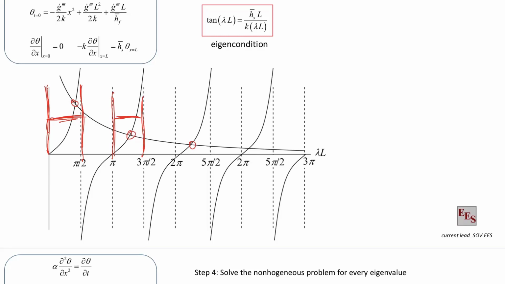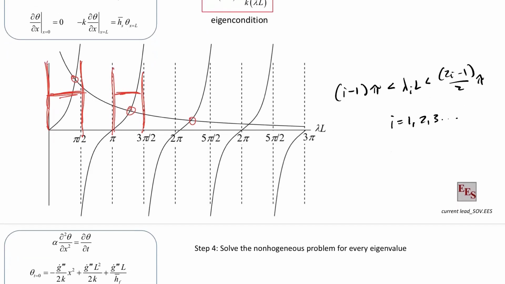So we do that and we end up with the eigenvalues having to be in the range (i−1)π < λᵢL < ((2i−1)/2)π, where i starts at 1, for i equals 1, 2, 3, and so on. So that π/2 region rolling along is what we see here. This can be solved in Ease; these values can be solved in Ease.